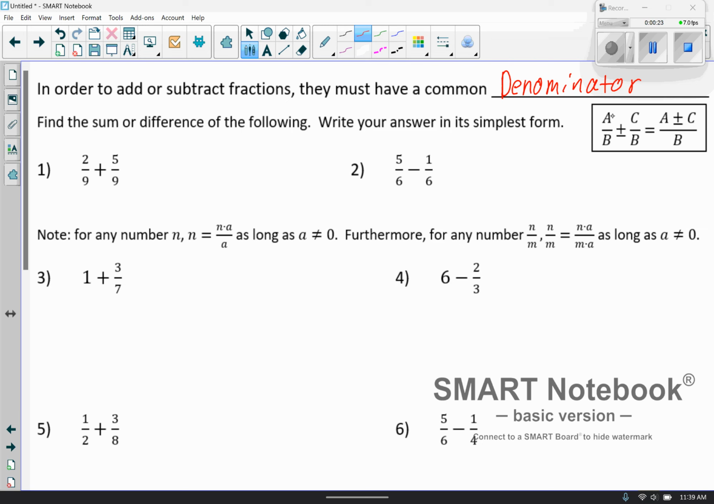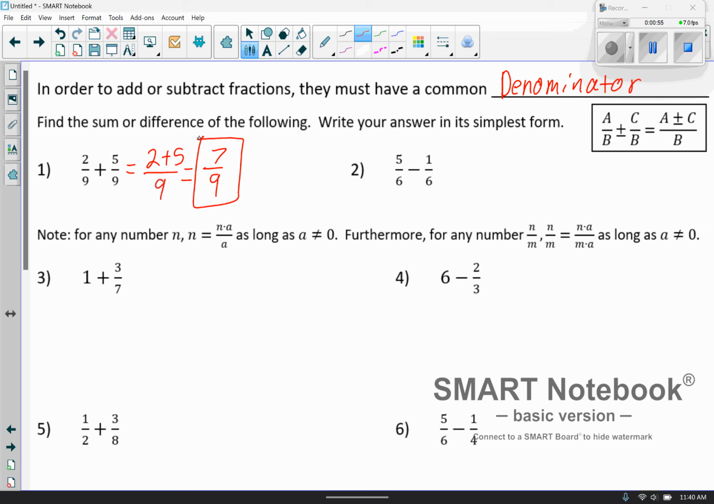So you can see right here I have a over b plus, or it could be a minus, c over b. So you have to have that common denominator, and if you do, you can go ahead and just add the numerator parts or subtract them. If you look at number 1 right here, we have 2 over 9 plus 5 over 9. So we can go ahead and bridge that together as 2 plus 5 over 9, which will give us a total of 7 over 9. That one we can't simplify any further, so we just leave it.